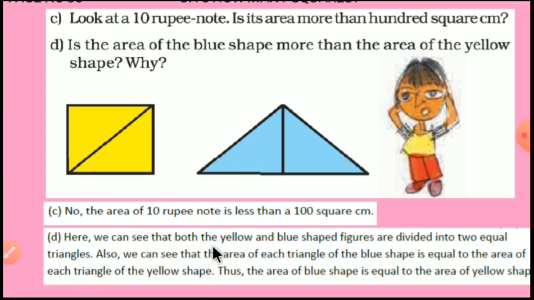Here we can see that both the yellow and blue shape figures are divided into two equal triangles. Here this yellow rectangle and blue triangle both are divided into two equal triangles. Both are divided into two equal triangles, this one and this one, the rectangle and the triangle. Also we can see that the area of each triangle of the blue shape is equal to the area of each triangle of yellow shape. Now look, the triangle in the yellow shape has an area, and the triangle in the blue shape has an area. Both are the same. Thus the area of blue shape is equal to the area of yellow shape. That is why the area of blue shape is equal to the area of yellow shape.